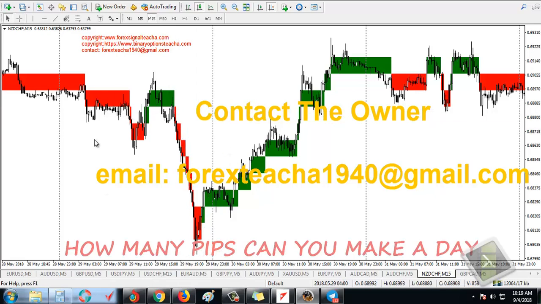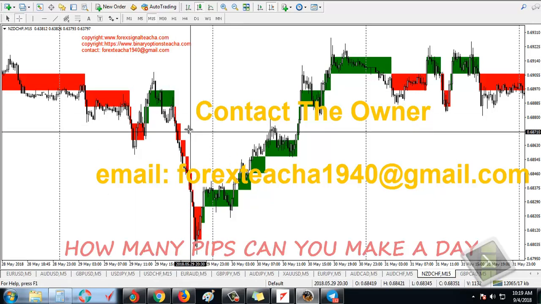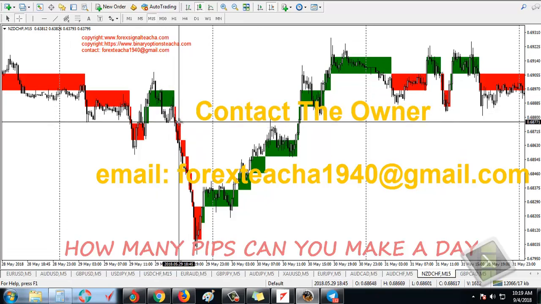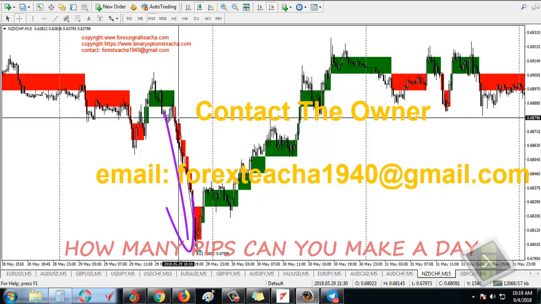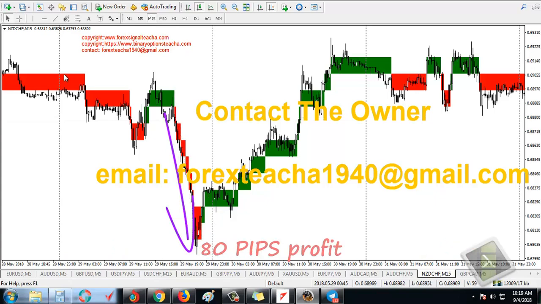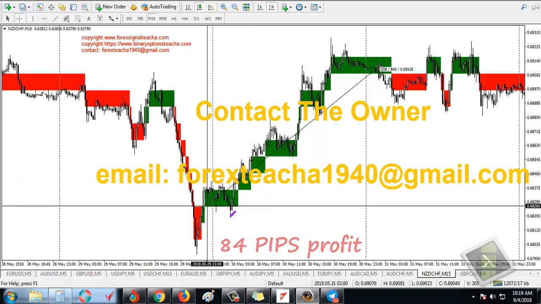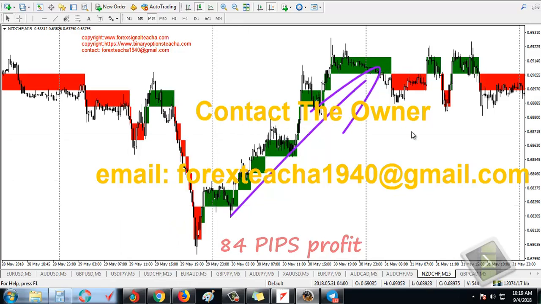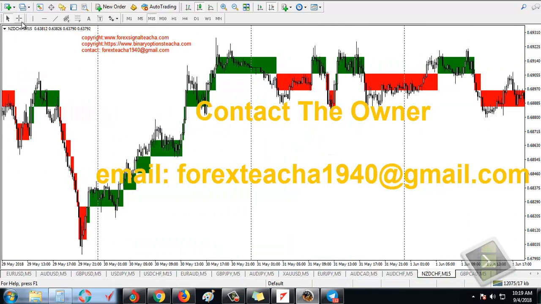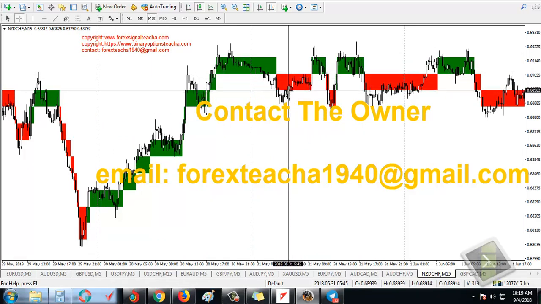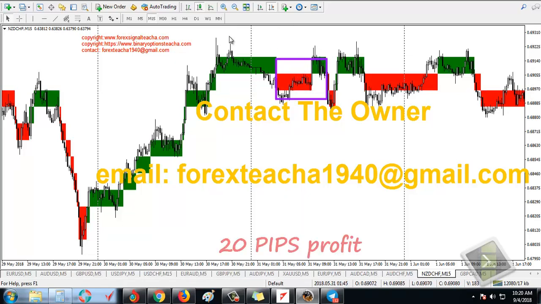Like on this date, this was a sell signal. You sell on the first red box, which was going to be 80 pips in profit, and you buy on the first green box, which was going to be 84 pips. And then you can see that the winners are very big. And also this was going to be a losing trade. When you sell, it was going to go the opposite direction. That was about 20 pips.